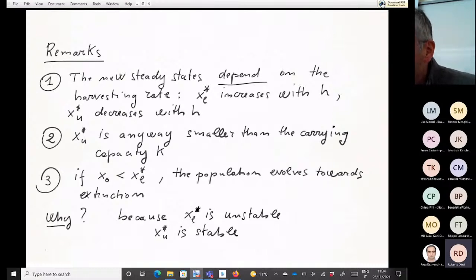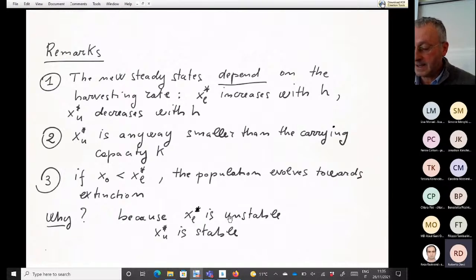So you may think that indeed you need very simple models to understand the qualitative properties of some systems, okay? Anyway, the upper steady state is smaller than the carrying capacity K. If the initial condition x0 is smaller than the lower steady state level, the population evolves towards extinction. And the reason is that the lower steady state is unstable and the upper steady state is stable. Okay, so we learn a lot of things from this simple model. This is stable, this is unstable.